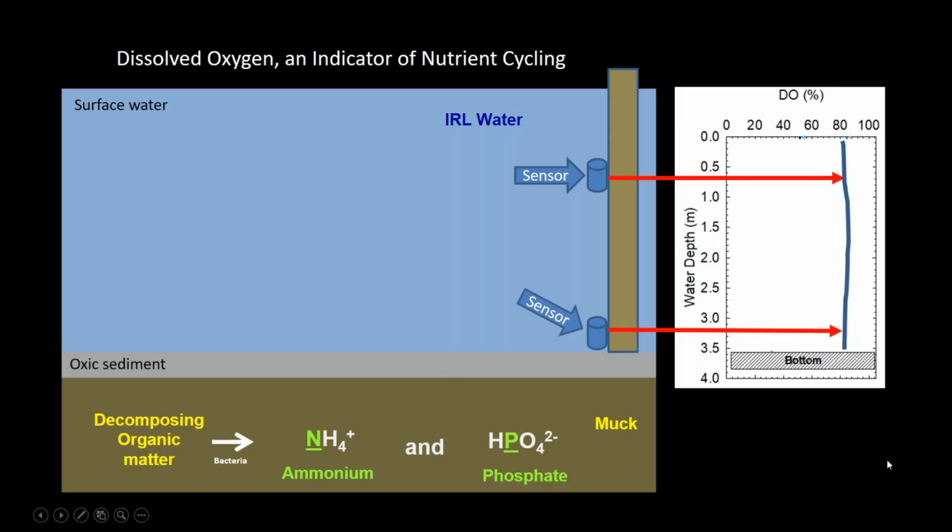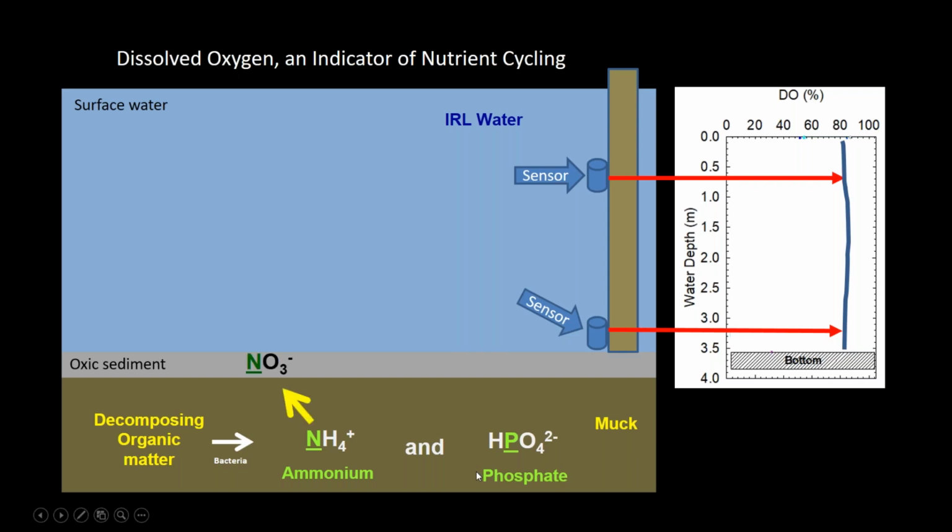And so why does this matter towards nutrient cycling, right? If we look at a well-mixed water column and we look at sensor placement, it doesn't really matter, right? You can put the sensor at the top or the bottom, and it doesn't matter. But if we look at what happens in the sediments, sediments have organic matter in them. That organic matter is decomposing through bacterial processes, releasing reduced nitrogen in the form of ammonium and phosphorus in the form of phosphate.